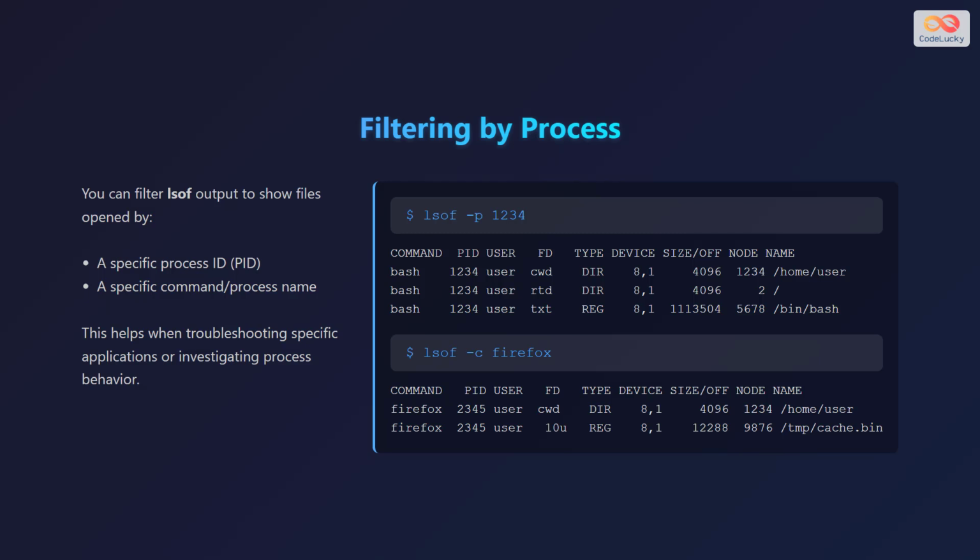To filter by process identification number, use the -p option followed by the PID. For example, lsof -p 1234 will show all files opened by the process with PID 1234. To filter by command name, use the -c option followed by the command name. For example, lsof -c firefox will show all files opened by any process whose command name starts with firefox.